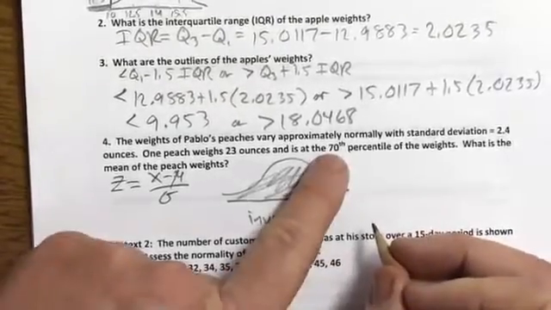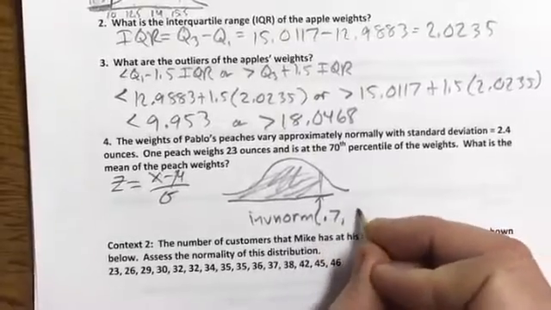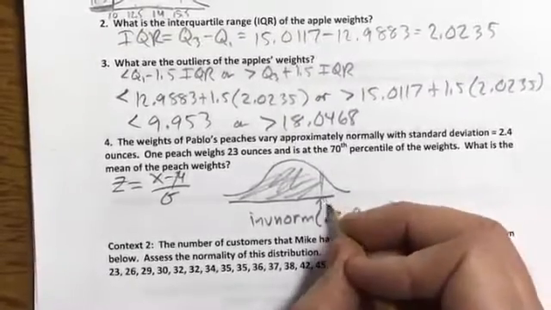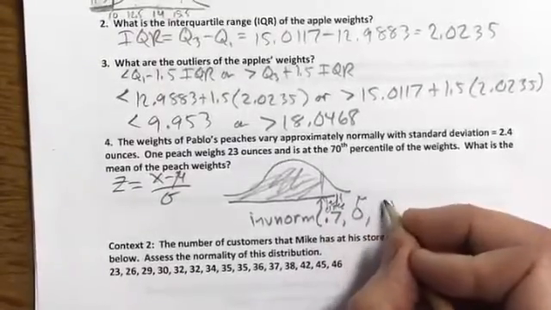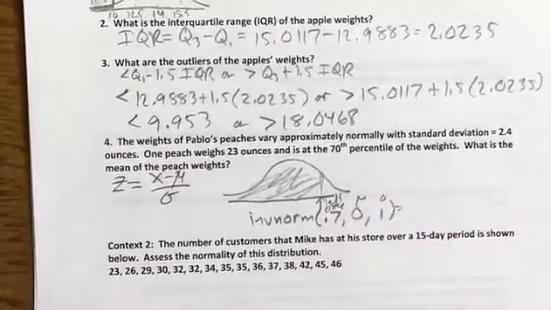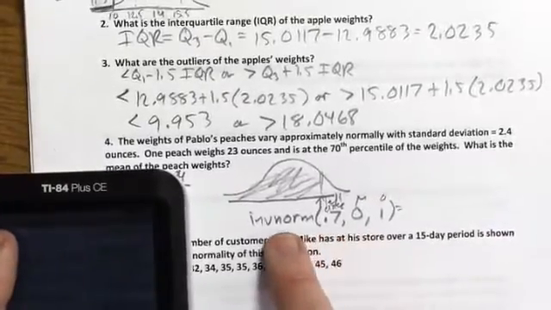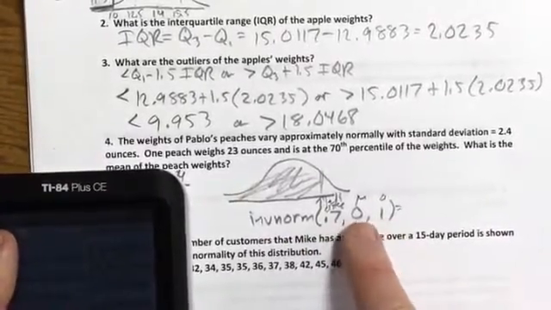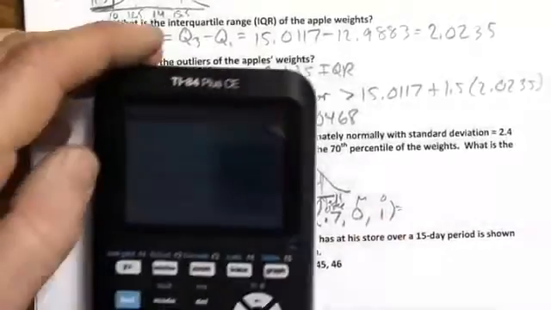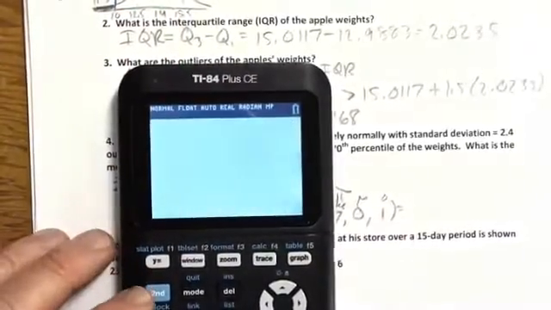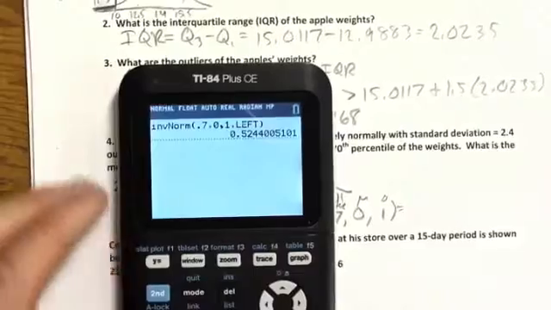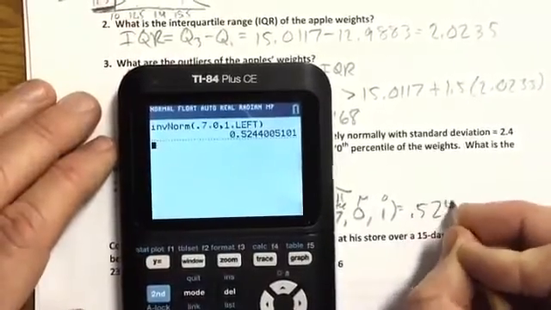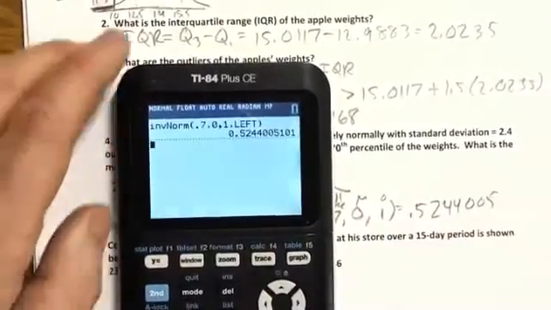By doing inverse norm with the standard normal curve, mean of 0, standard deviation 1. We need the 70th percentile. So we go 0.7, mean of 0, standard deviation of 1. This is our left area, that is our mu, and that is our sigma for the standard normal curve. When you do inverse norm with the standard normal curve, it generates the z-score for that place. So we'll do second distribution, inverse norm, 0.7, mean of 0, standard deviation of 1, left area, and it tells us our z-score, which would be 0.5244005, giving myself plenty of sig figs.